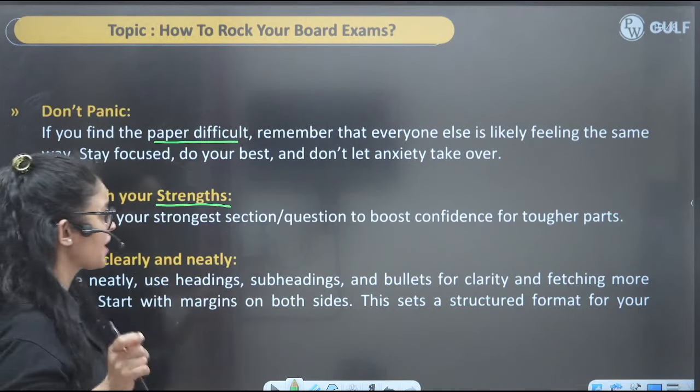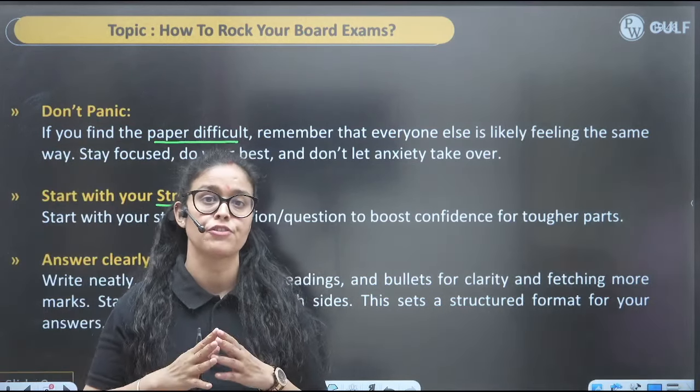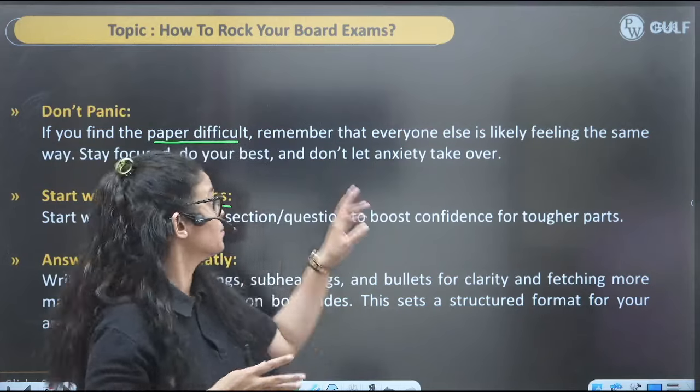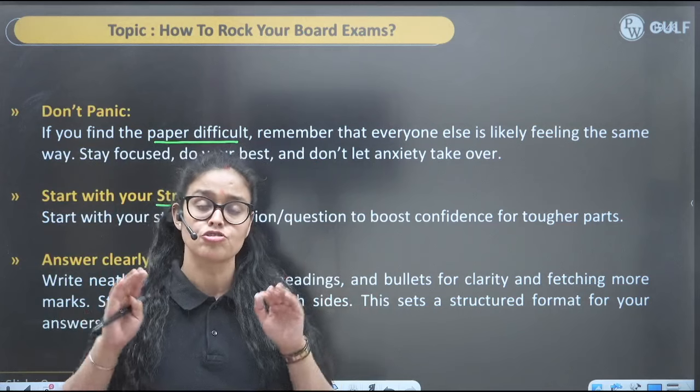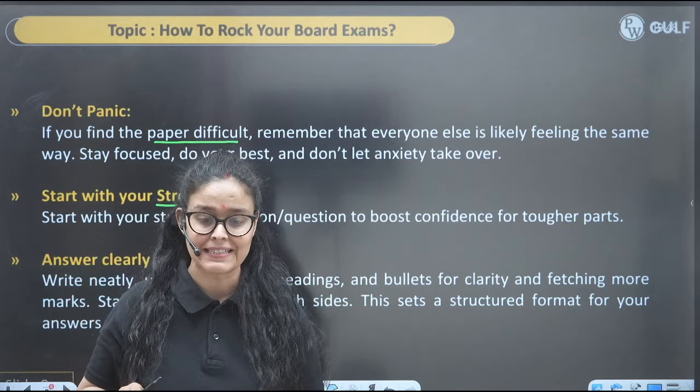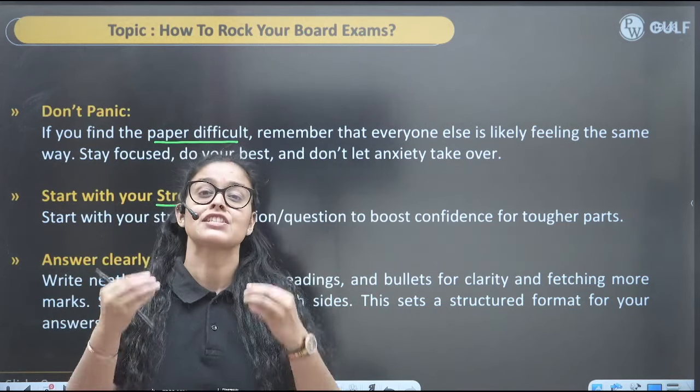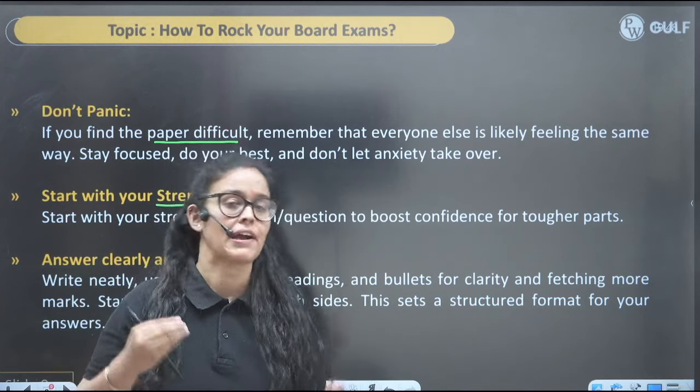And next is, start with your strength. You have to start with your strength. So obviously I have told you that if you find it difficult, it will be for everyone. So just relax, just calm down in the exam, take a deep breath and then start with the portion that you are finding a little easier, right?